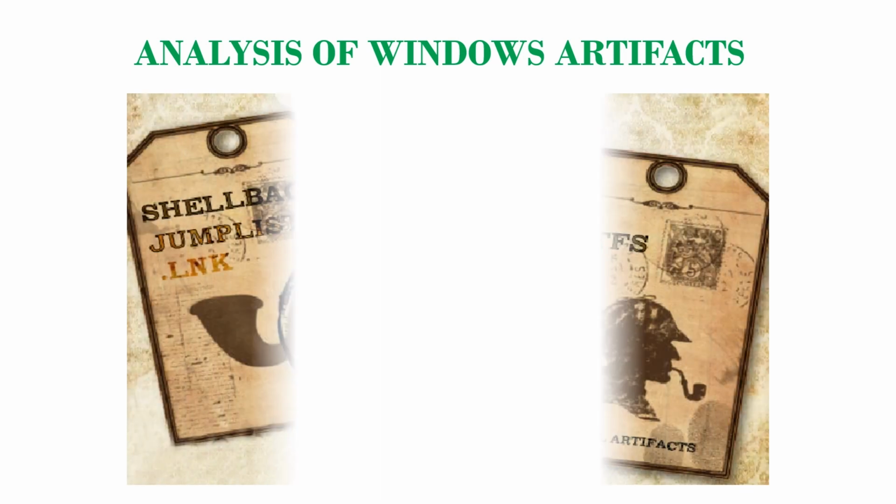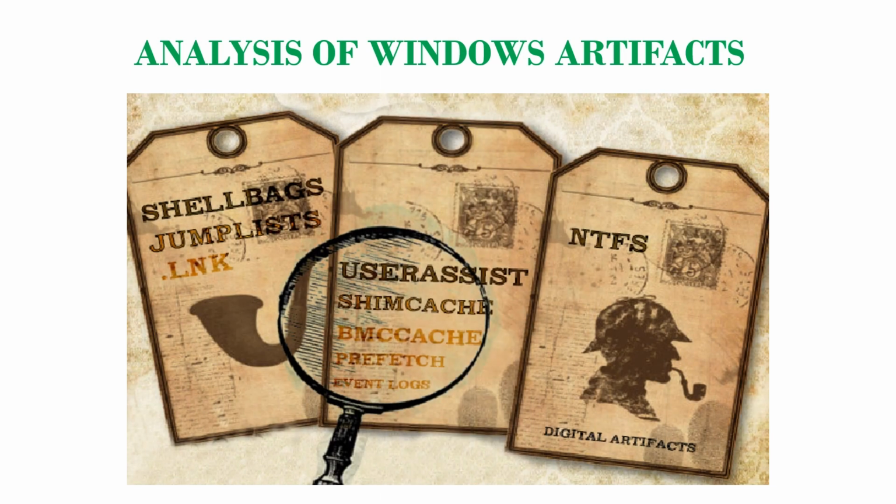Next point is analysis of Windows artifacts. So here we'll see some important Windows artifacts and their forensic significance. So artifacts can include the file metadata, event logs, and more. So forensic investigators can use these artifacts to reconstruct what has happened on a Windows system. So we'll see different artifacts one by one.